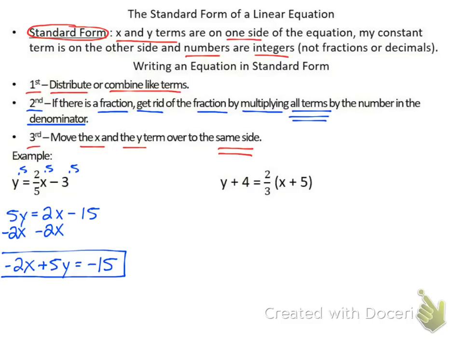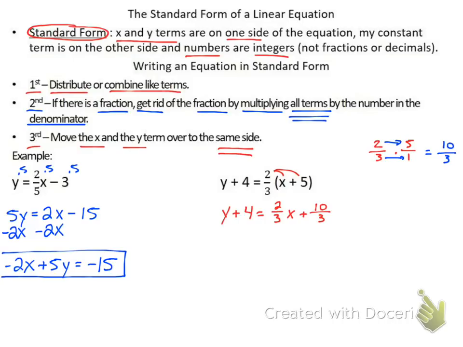With the second one, again, what I want to do is distribute first, so I get y plus 4 is equal to 2/3 x plus, and the easiest way to do this, since we're going to get rid of the fractions anyway with our next step, is I can just multiply 2/3 by 5. So 2/3 times 5 is the same thing as multiplying it by 5 over 1, and I can multiply my tops and multiply my bottoms. So it gives me 10/3. So here this would be 10 over 3.